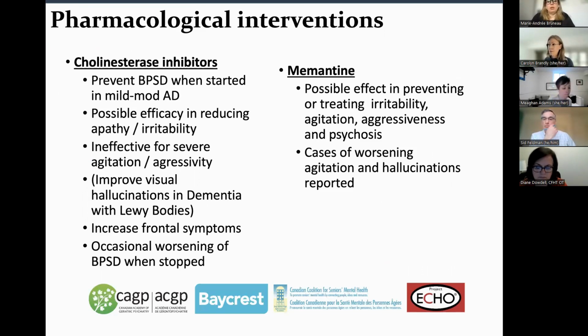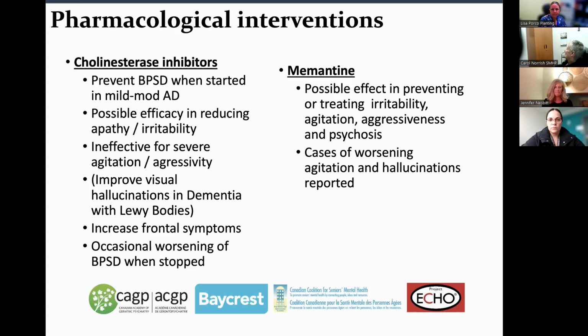Cholinesterase inhibitors are, I must say, the first-line treatment for symptoms in dementia with Lewy bodies. Sometimes they can also improve psychotic symptoms. But when a patient has frontal symptoms of Alzheimer's, for example, or frontotemporal dementia, they can increase those kinds of symptoms. So they are relatively contraindicated in this kind of presentation.